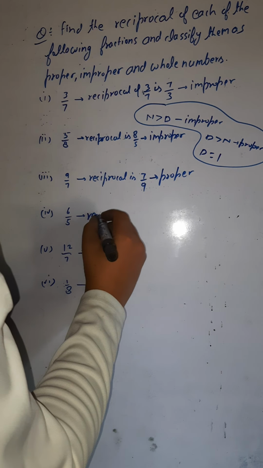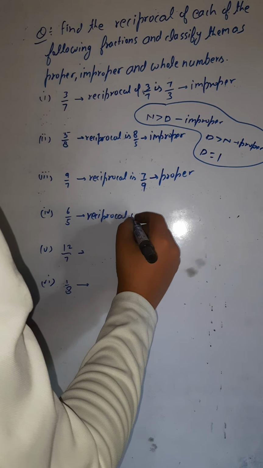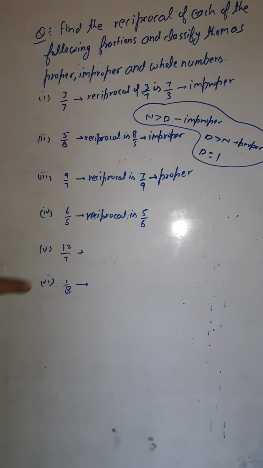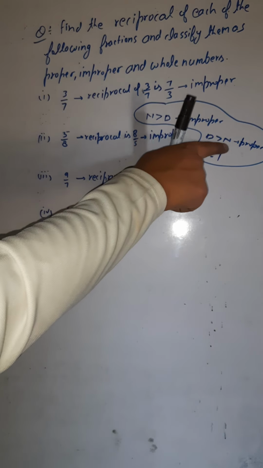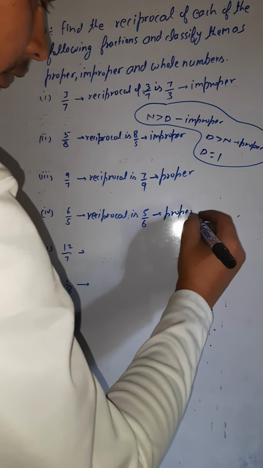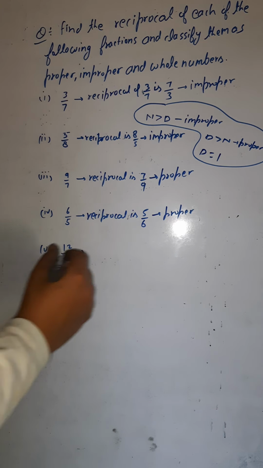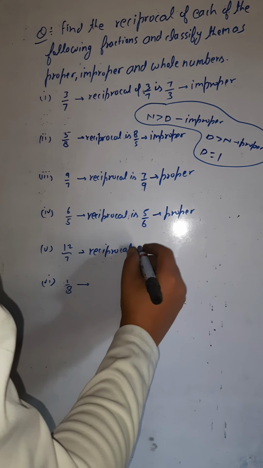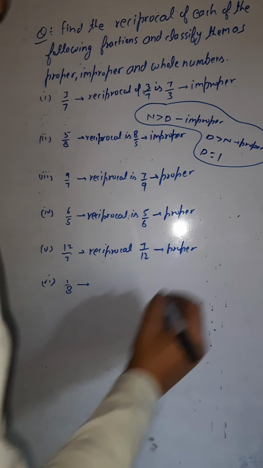Similarly, 6 by 5. What would be the reciprocal of 6 by 5? Reciprocal is 5 by 6. You have to reverse. Again, the denominator is greater than the numerator. If the denominator is greater than the numerator, you would call it also a proper fraction. Are you getting this? Very good. Next one, 12 by 7. What would be the reciprocal of this? Reciprocal would be 7 by 12. This is again a proper fraction.